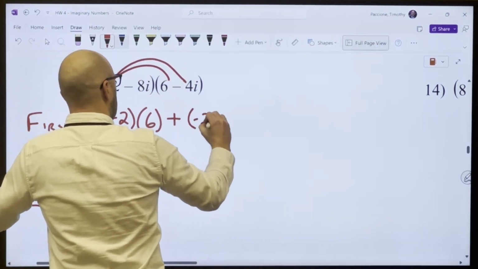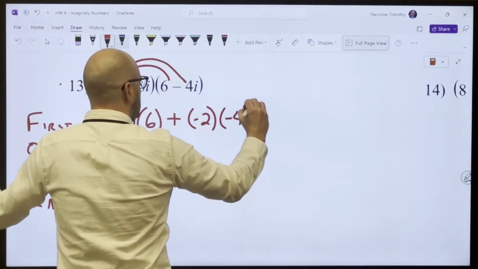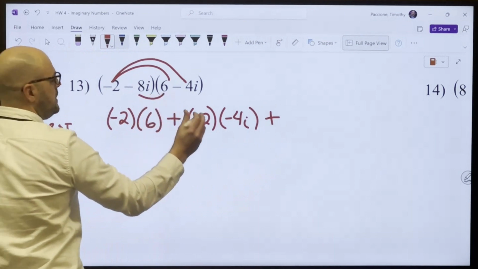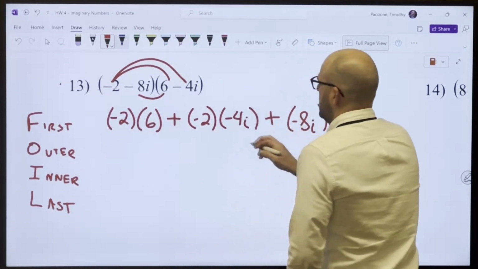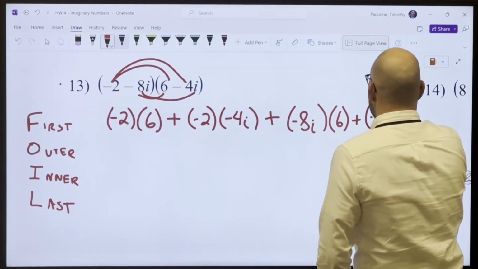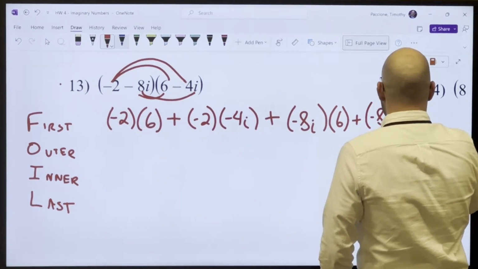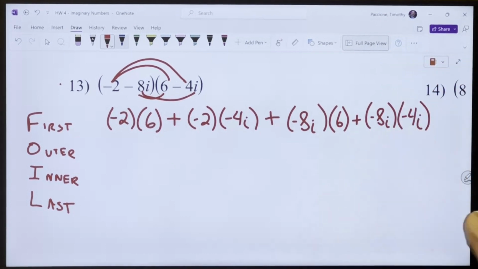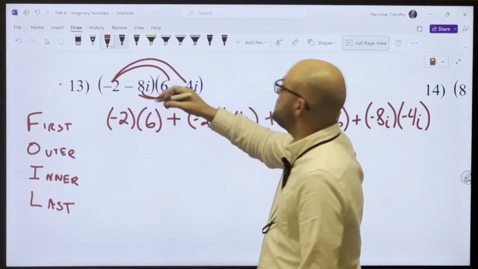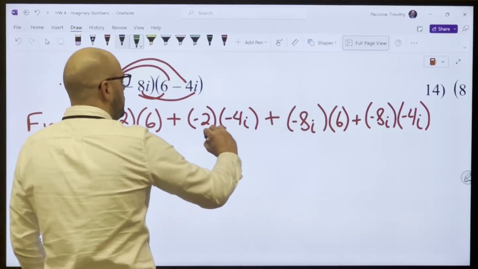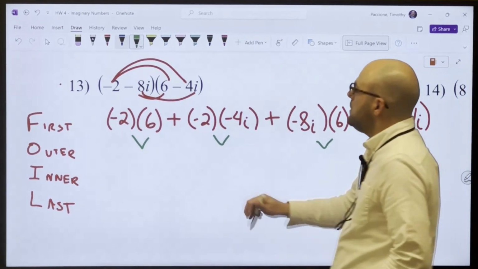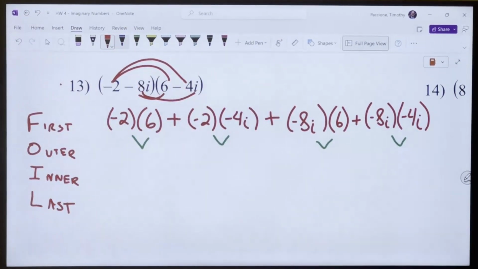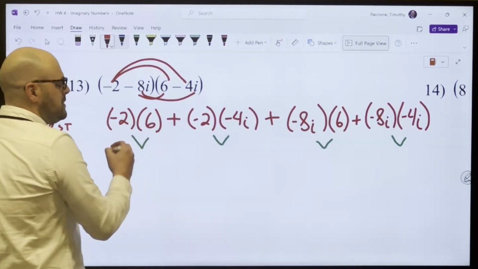Okay, that's -2 times -4i. Then I do my inner. That's -8i times 6. And then I do my last. That's -8i times -4i. Okay, so there's a lot to write out, but it's beneficial because then you won't make any mistakes when you have to simplify. Because right now, I know I need to do this math, do this math, do this math, and do this math. I just need to bring everything down for what it is. So each one of them on their own isn't that bad, but altogether it's like in your head it's too much.